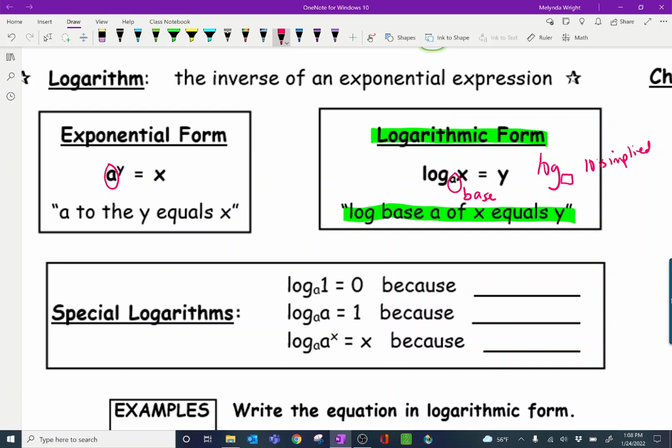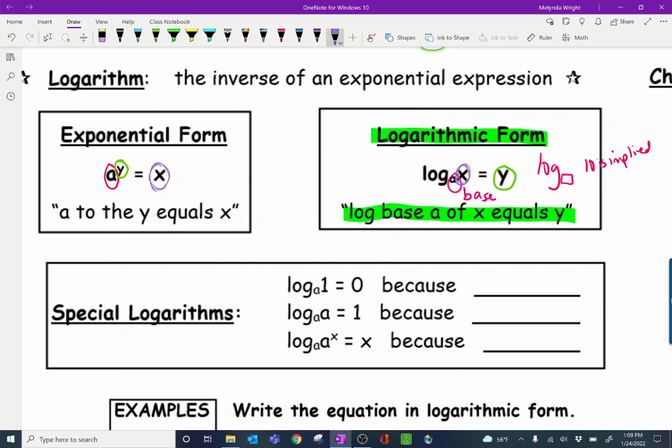They're identical. Where we flip a little bit, where we get a little bit different, is that this exponent is actually the logarithm's answer. And, strangely enough, the exponential's answer is the argument. That little thing is called the argument of the log. So we're going to learn how to go back and forth between those two forms, exponential form and logarithmic form, and learn why and how we can do that.